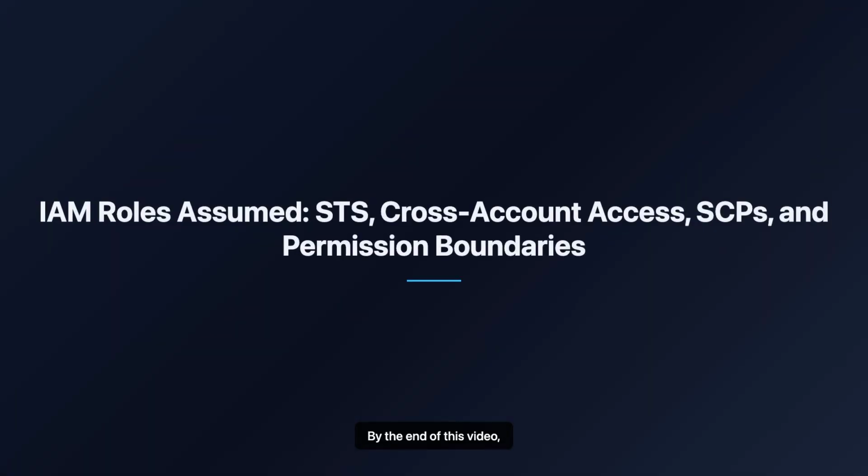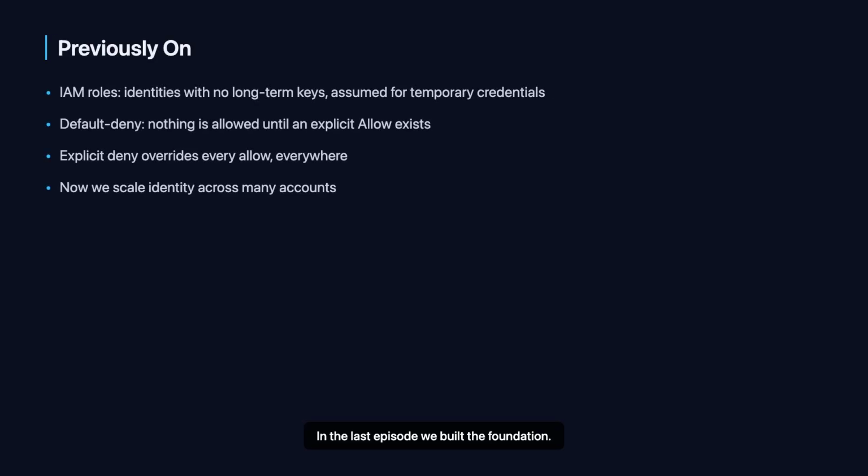By the end of this video, you'll know how to give someone access across Amazon Web Services accounts without ever handing out a permanent key, and you'll know exactly which controls grant access and which ones can only take it away. That grant versus restrict distinction is the machinery real organizations run on, and it decides a surprising number of scenario questions. In the last episode, we built the foundation.